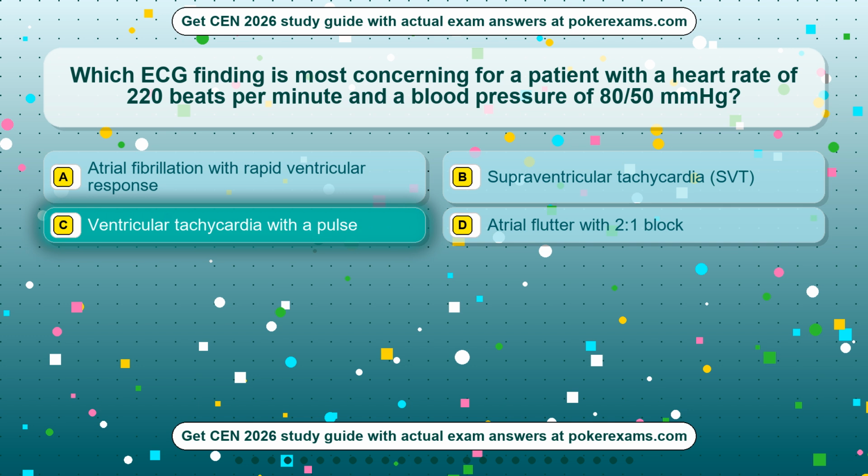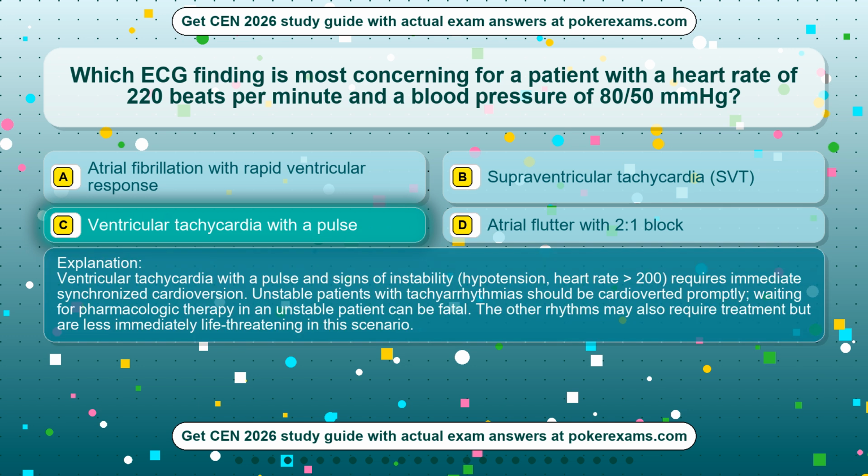Ventricular tachycardia with a pulse. Ventricular tachycardia with a pulse and signs of instability, hypotension, heart rate 200, requires immediate synchronized cardioversion. Unstable patients with tachyarrhythmias should be cardioverted promptly. Waiting for pharmacologic therapy in an unstable patient can be fatal. The other rhythms may also require treatment but are less immediately life-threatening in this scenario.